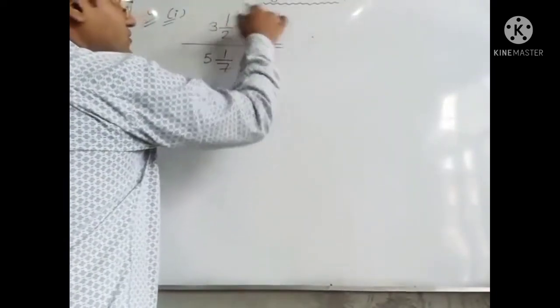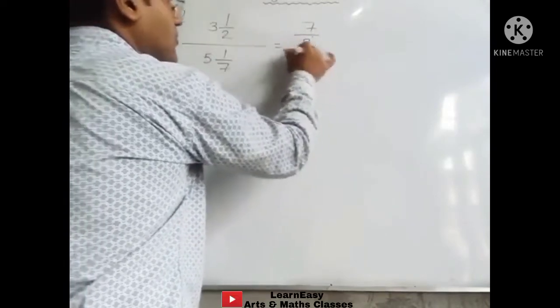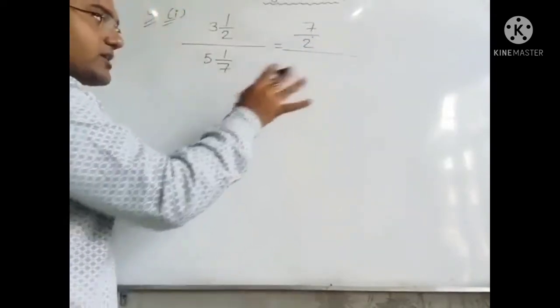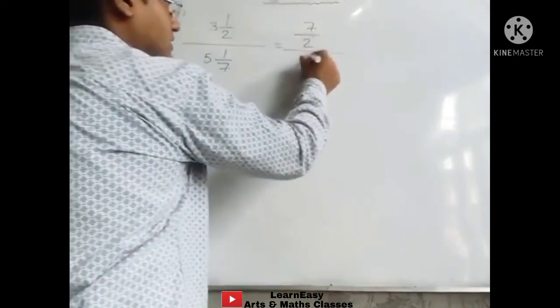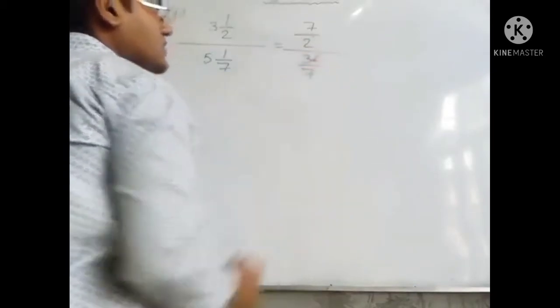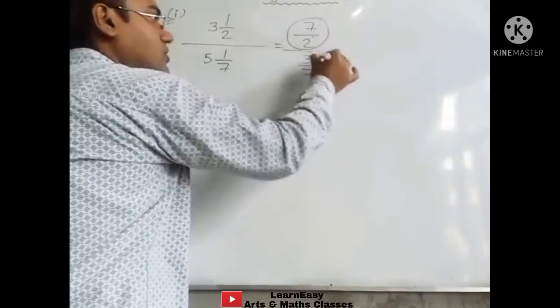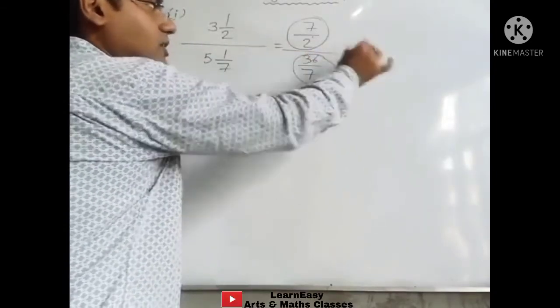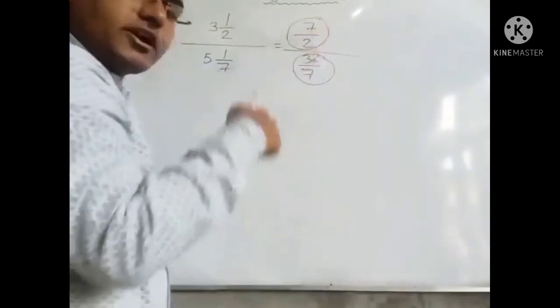3 times 2 is 6, and 1 makes 7 upon 2. This upon we will make a little bit longer. 7 times 5 is 35, plus 1 will be 36 upon 7. So here you will observe two fractions are coming, and between both, upon is coming. Upon means divide. So between the two fractions a divide sign is coming.